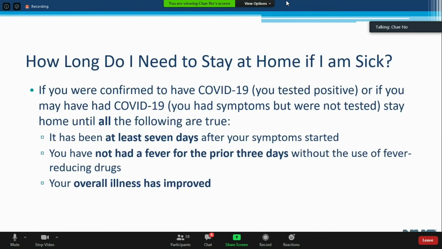And so how long do you need to stay at home if you have been sick? So if you're confirmed to have COVID-19, if you have tested positive, or if you may have had COVID-19, you have to stay home until all of the following conditions are true. It has been at least 7 days after your symptoms started. You have not had a fever for the prior 3 days without the use of fever-reducing drugs like Advil, Tylenol, and your overall conditions have improved.